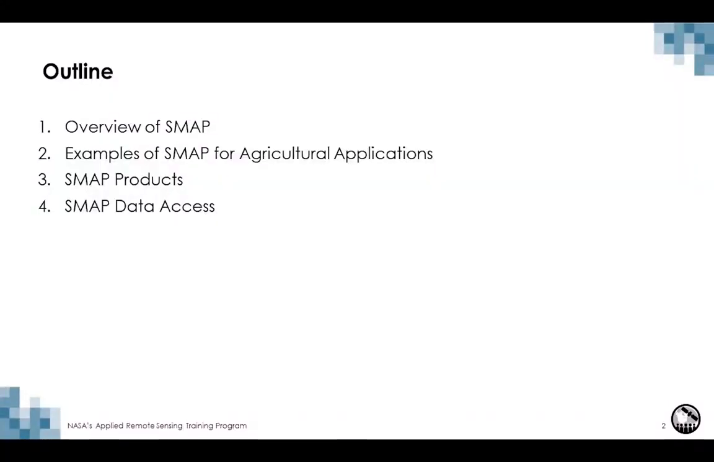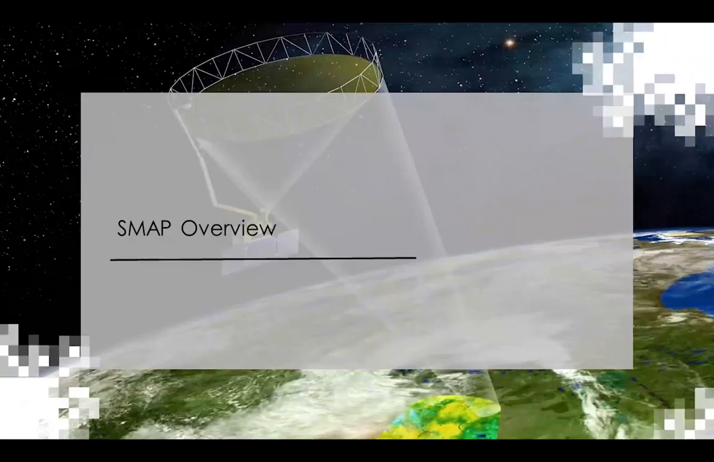So the outline of this presentation, I'll start out by talking about SMAP, giving you an overview. I'll talk about some examples of the use of SMAP for agricultural applications. I'll describe the SMAP products and finally how to access SMAP data. So let's get started with an overview of SMAP.